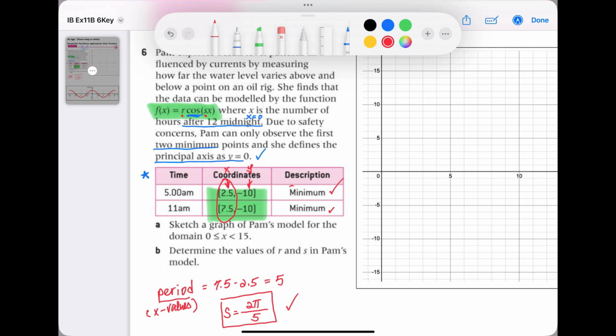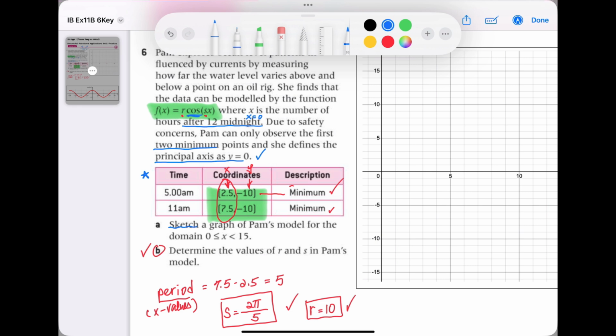What about my r? The r is my amplitude, the a value, right? So how high I can go and how low I can go. By using the table, the minimum is -10. So we say that r, it's my amplitude, it's equal to the absolute value, so now I know it's equal to 10. So, ooh la la, we got part b done. All right, back to part a.